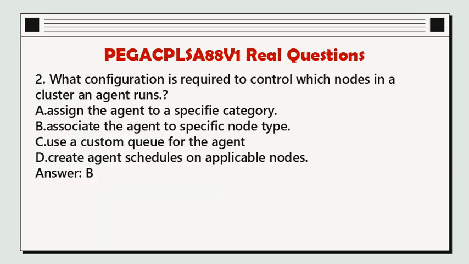2. What configuration is required to control which nodes in a cluster an agent runs? A. Assign the agent to a specified category. B. Associate the agent to specific node type. C. Use a custom queue for the agent. D. Create agent schedules on applicable nodes. Answer: B.